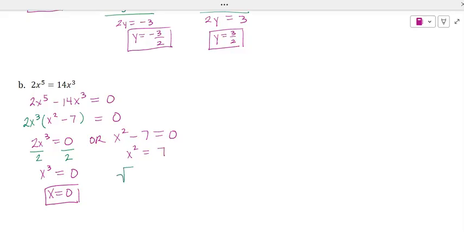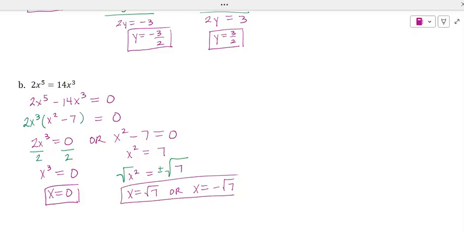square root of both sides, I have to remember to have a plus or a minus in front of the square root of 7 because we're solving an equation. So here we're getting two answers. We're getting that x is equal to positive root 7 or x is equal to negative root 7.